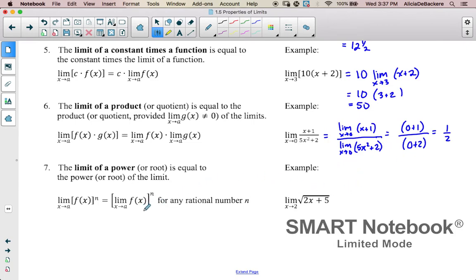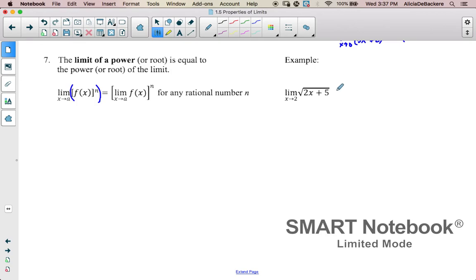All right. The limit of a power. And remember, a root is just a special type of power, like a fractional power. The limit of a power is equal to the power of the limit. So again, this is nice to know. If I'm taking the limit of this whole thing, that's the same as taking the limit first and then raising it to the power on the outside. So for our example, we've got the root instead. Instead of taking the limit of the root, I can take the root of the limit.